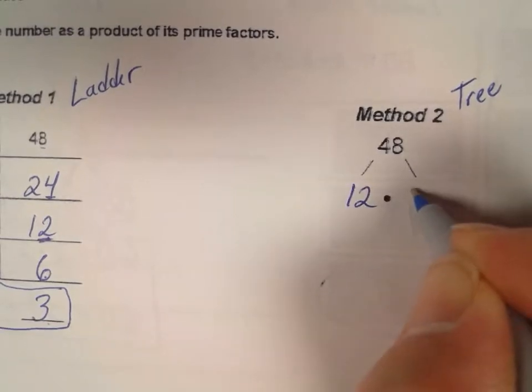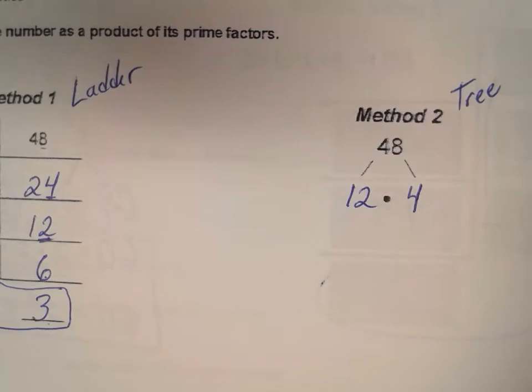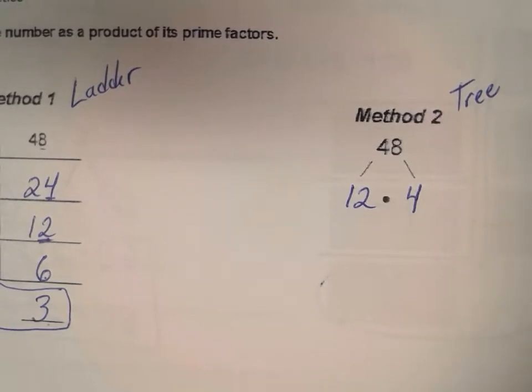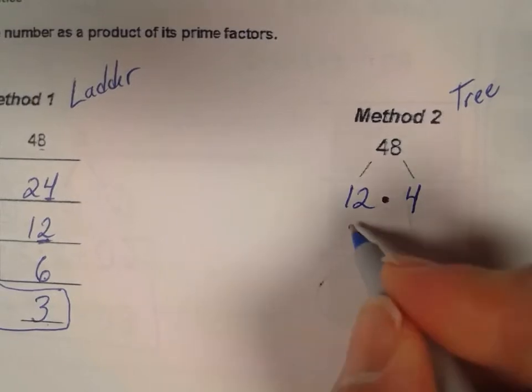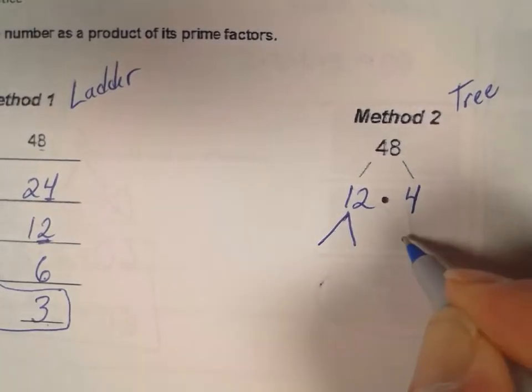I think 12 will work. 12 times 4 is good. You might have chosen some different factors here. As long as they multiply to 48, you're good to go. Well, 12 is considered composite. I can break it down.